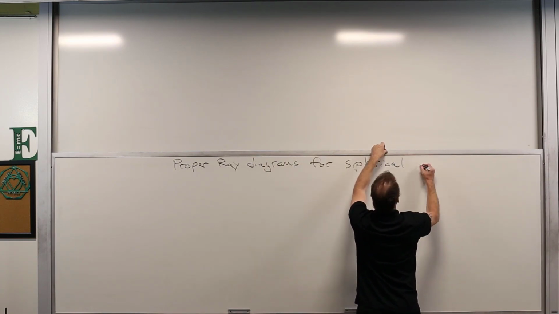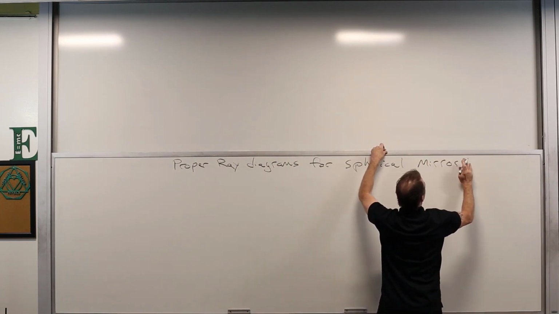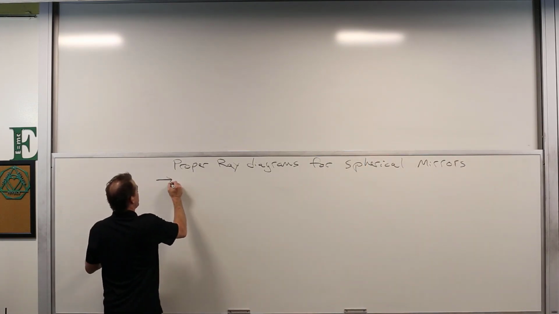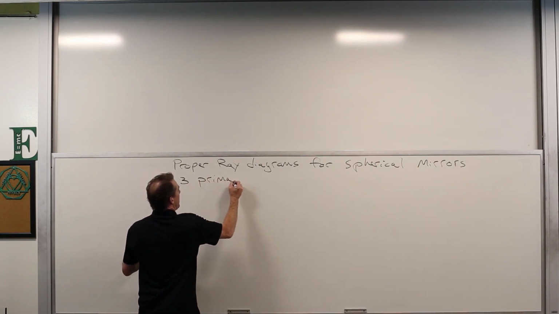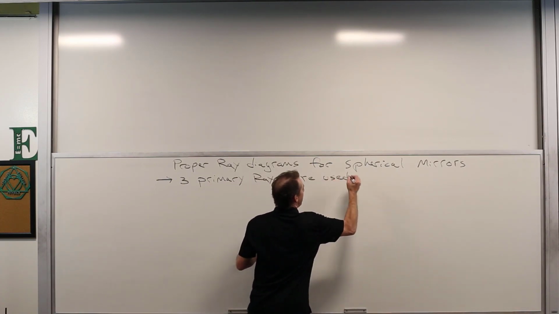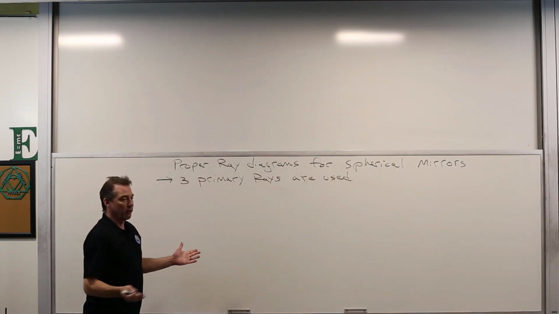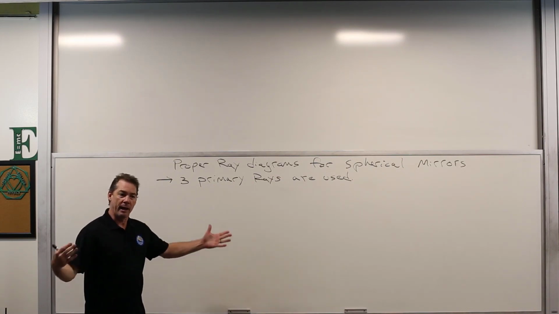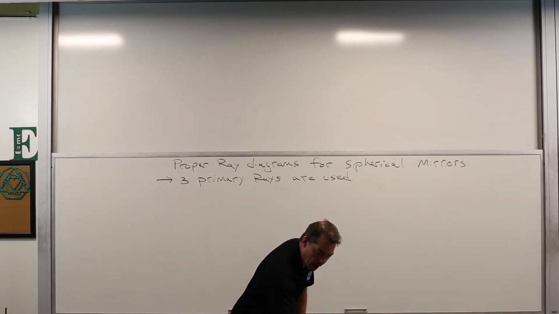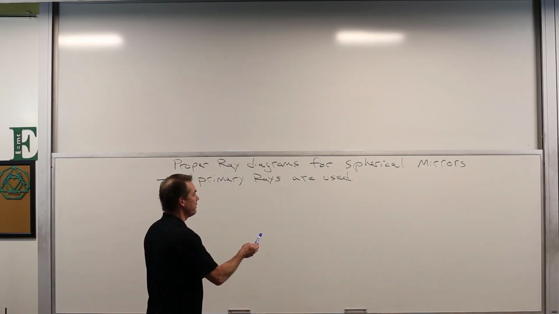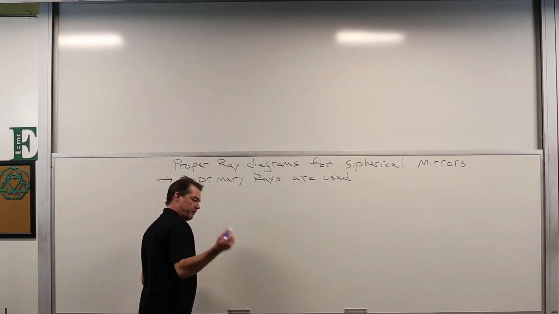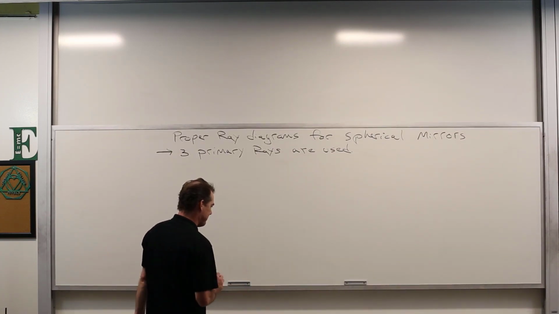Proper ray diagrams for spherical mirrors use three primary rays. We want to look at those rays and understand their behavior and consequently utilize them to produce our ray diagrams, a depiction of where the image is formed due to the interaction of an object and a spherical mirror. Let us just go through this. I'm using some colors so you can see.